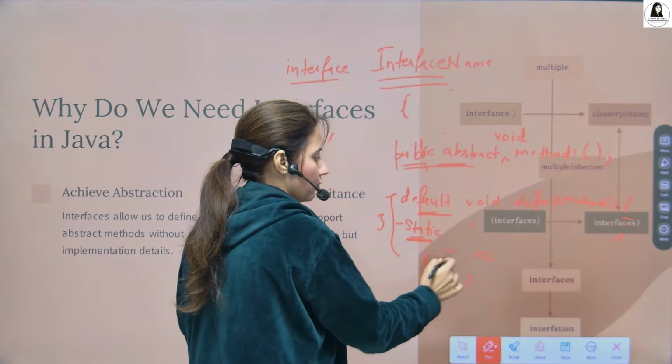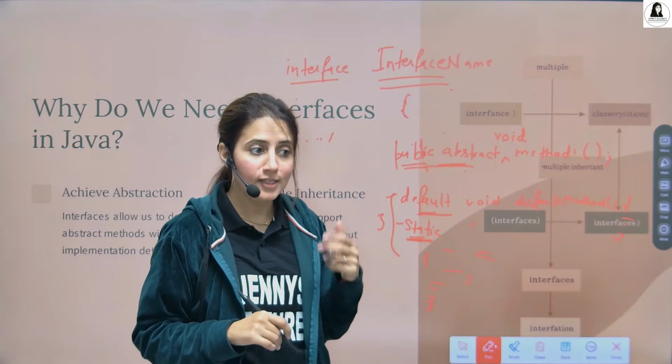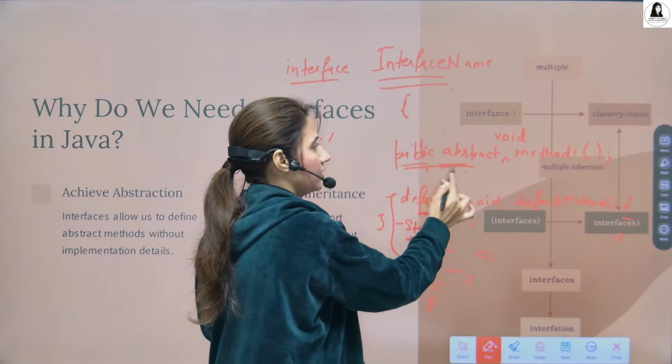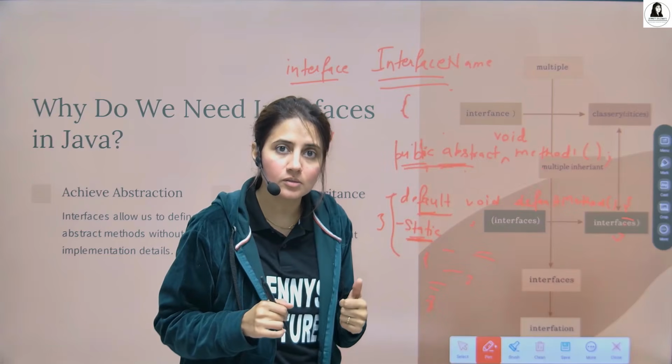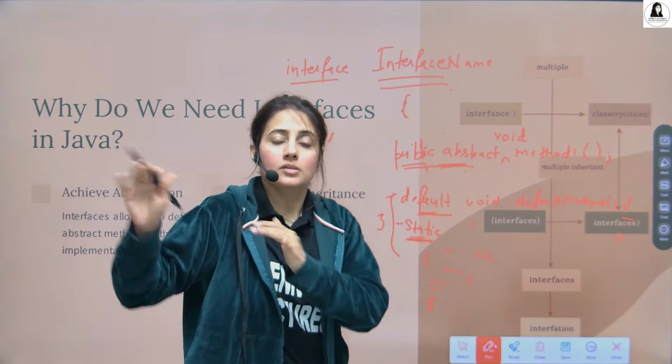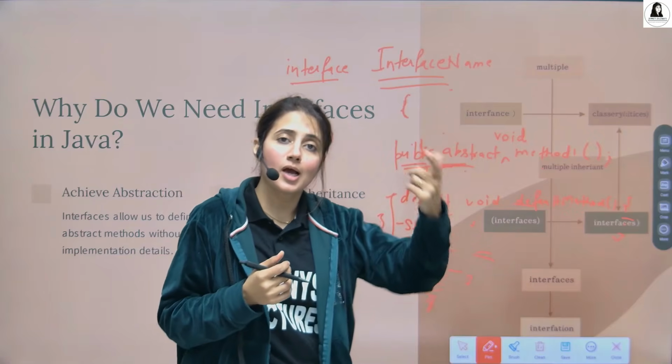Static methods also have an implementation, a method body. So we can say basically these are concrete methods and this is an abstract method. So concrete as well as abstract methods are allowed in interfaces. In Java 8, they have added this thing. So you must be thinking now, what is the difference between abstract class and interface?